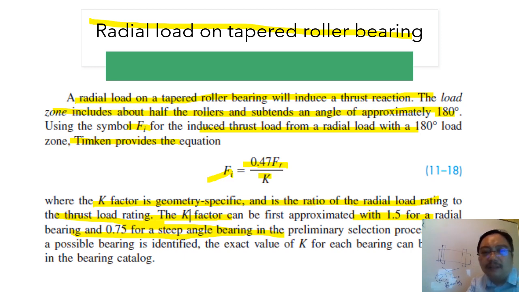Fi is the induced thrust load. Fr is the radial load. K is 1.5 for radial bearing and K equals 0.75 for steep angle bearing. So this is the equation given by the Timken company.